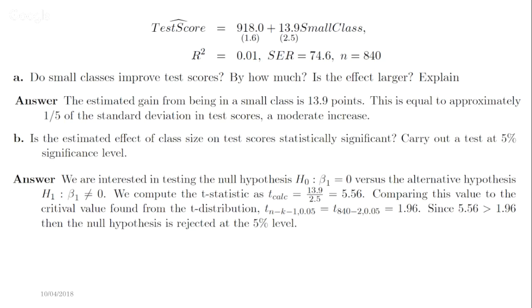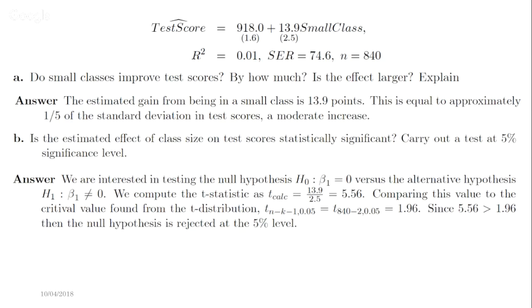Okay, 5% significance level. So we're testing the hypothesis H naught: beta 1 equals 0. So beta 1 here is 13.9, and the test is whether that is significantly different from 0. We compute a t-stat, 13.9 over 2.5. Those two numbers are given here, 13.9 and 2.5, the standard error.